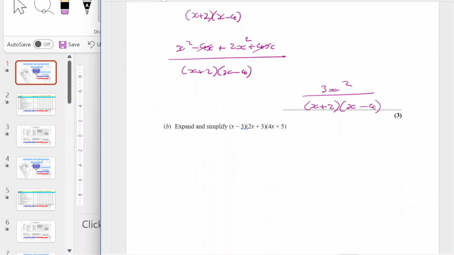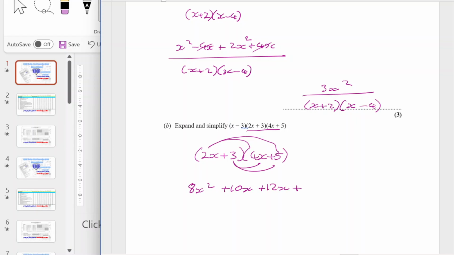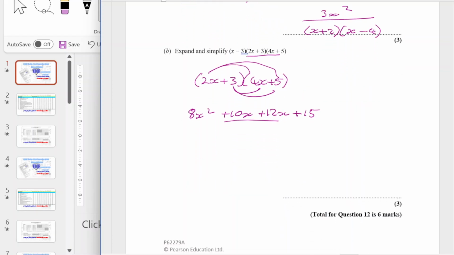And then part B, expand and simplify a triple bracket. For a triple bracket, I would always expand the first two parts. So I'm just going to look at expanding (2x + 3)(4x + 5) to start with. 2x times 4x would give me 8x squared. Then that would give me 10x, that would give me 12x, and then that would give me plus 15. Tidy up my middle two terms, so I've got 8x squared plus 22x plus 15.